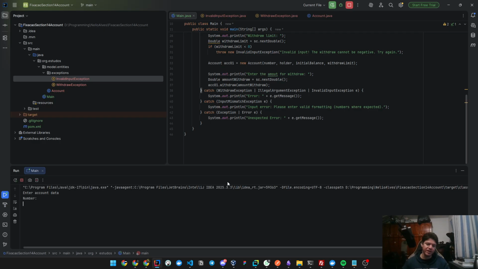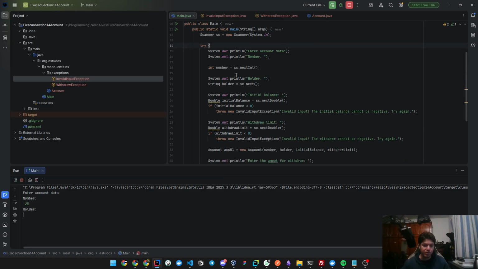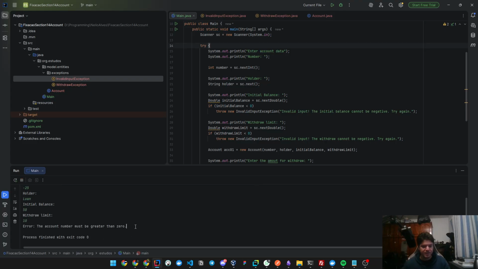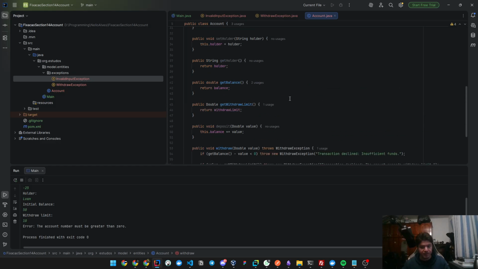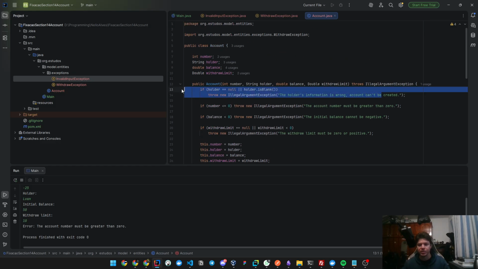Okay, you can add 15 here and it passes because we don't throw an exception here. But when you try an account number greater than 0, because in the account we have this throwable error. That's the lesson for today of the course of Nélio Alves from Udemy. That's my lesson for today.